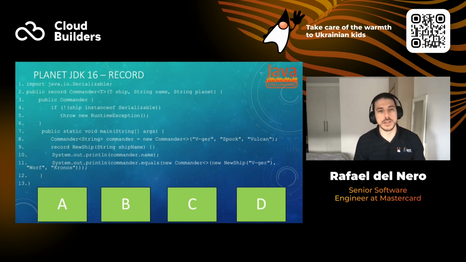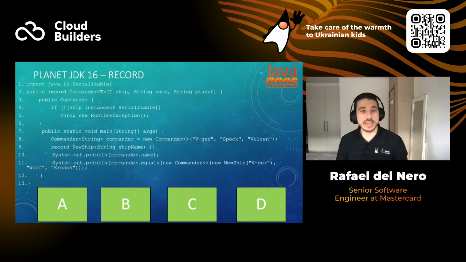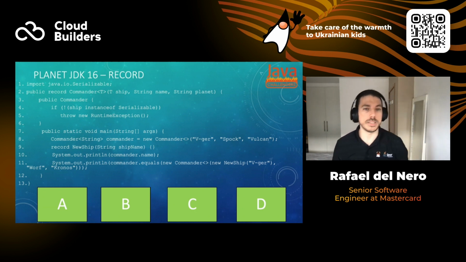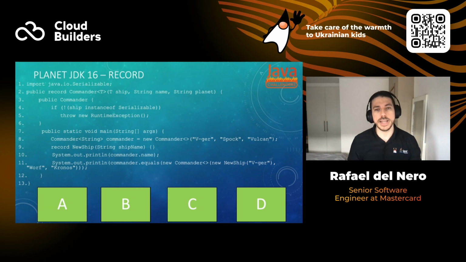Okay, so notice that we have the commander record, we are using generics, and we have a constructor. It's kind of weird, this constructor, right? But it is a constructor. And we have the main method using the commander record, using the new ship record, and we're doing a couple of operations there, okay? So let's show the alternatives.